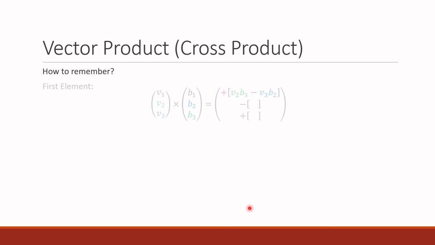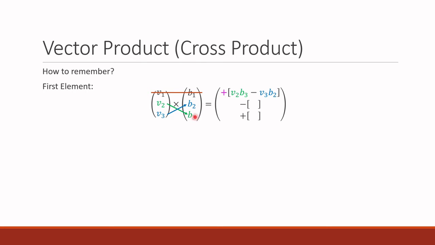So how can we remember this? Let's say you want to fill in the first element of the new vector. What you can do is cover the first row like this, and then take the green component minus the blue component. The green component means you take V2 times B3, and the blue component will be V3 times B2. So as you can see here, V2 times B3 minus V3 times B2.